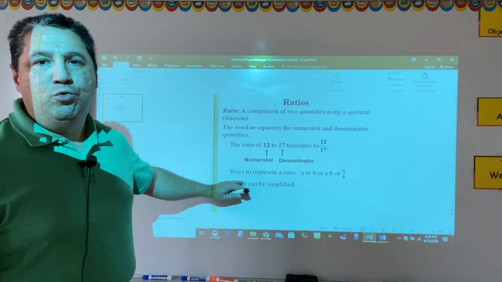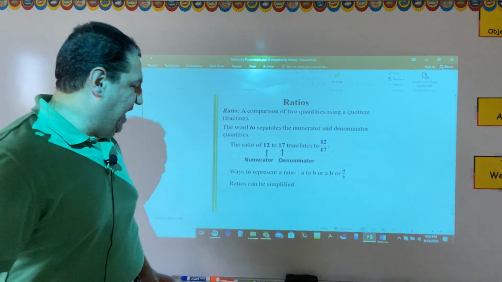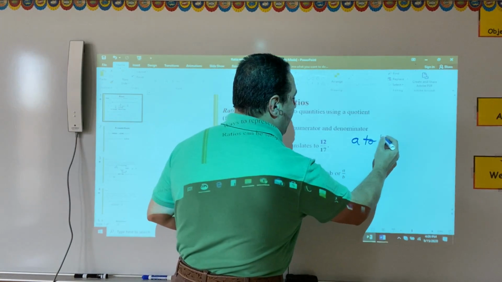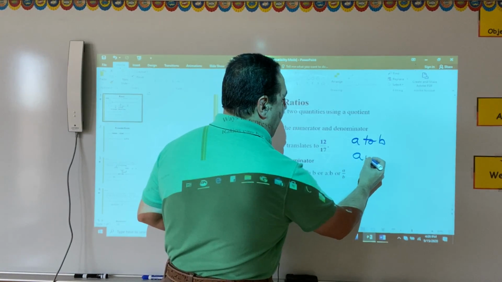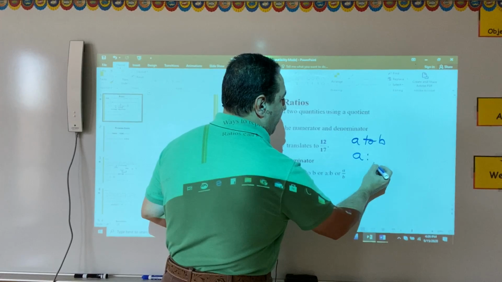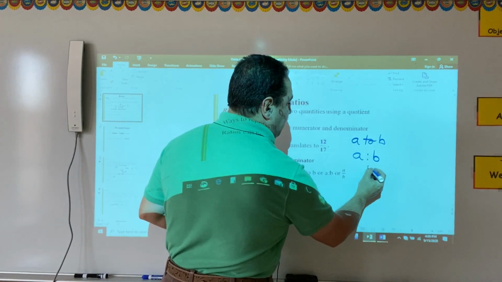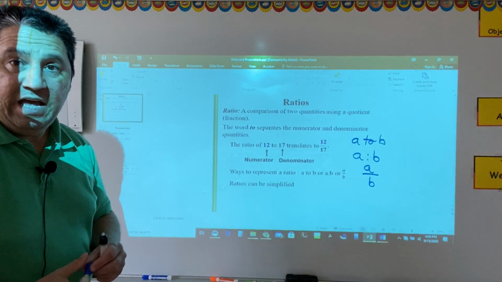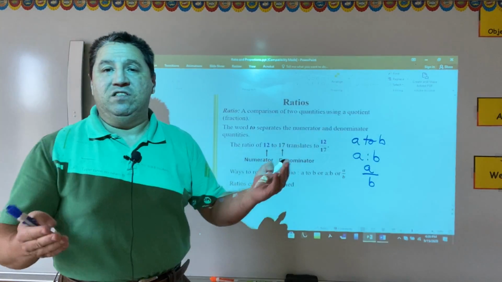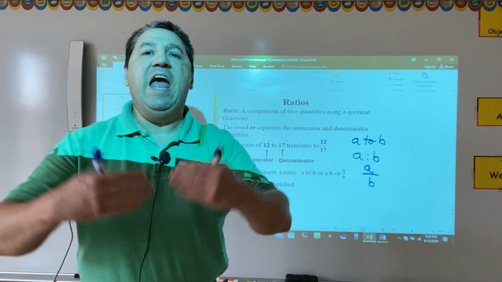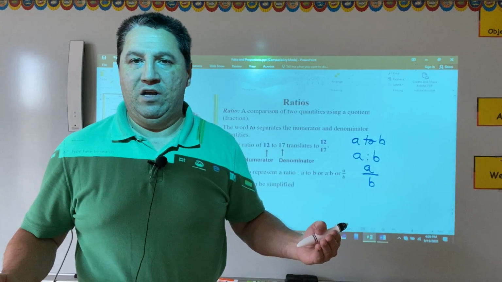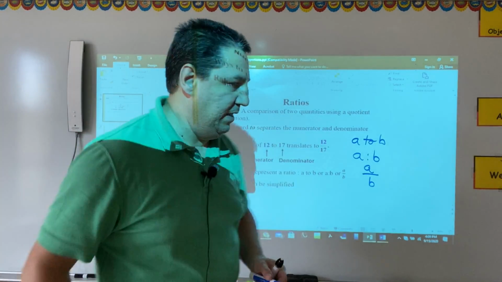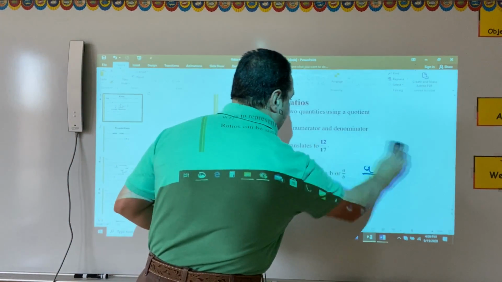So, ways to represent a ratio: we can say, for example, A to B, or A colon B, or you simply say A over B. Because ratios are fractions, any fraction can be simplified or reduced to its simplest form. Good. Next.